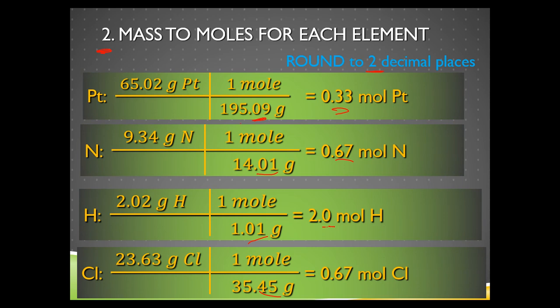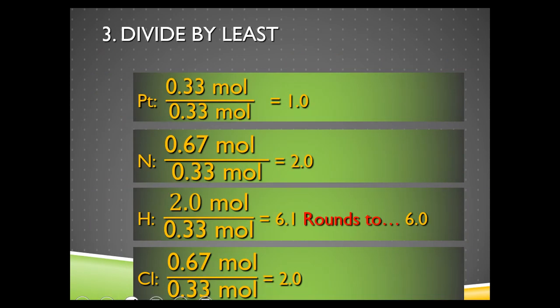So which one is the least? I hope that you are going to say that this is the least, and it is. So we're going to divide all of these numbers by 0.33. That's what we've done here. So 0.33 divided by 0.33 is 1, right? 0.67 divided by 0.33 gives you 2.0. This one was actually 6.07 or something like that, which rounds to 1 decimal place, and it is acceptable to round to 6.0. I'll talk more about that in a second. And then this one gives you 2.